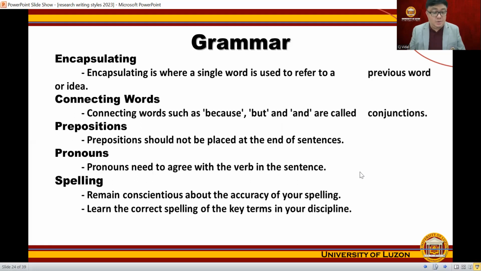Then spelling. Word processors have spell checkers that make life easier for you as researchers. However, you need to keep a vigilant eye on your spelling, particularly for those specialist terms which are particular to your discipline and topic.